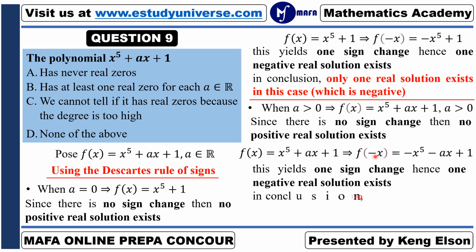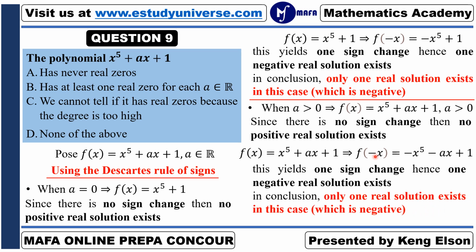So what can we conclude? How many real solutions are there? We have one real solution, which is still negative. All right, so for all positive values of a, there is only one real solution, and that real solution is negative. So for a equal to 0, we have one real solution, which is negative. For a greater than 0, we also have one real solution, which is also negative.